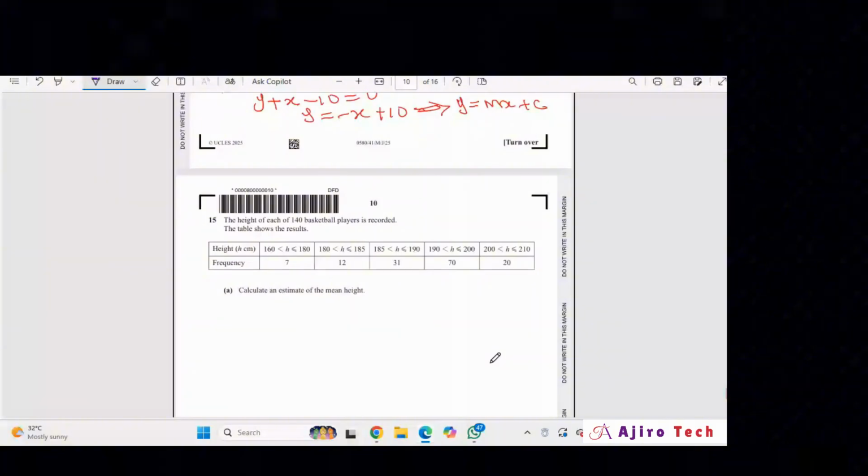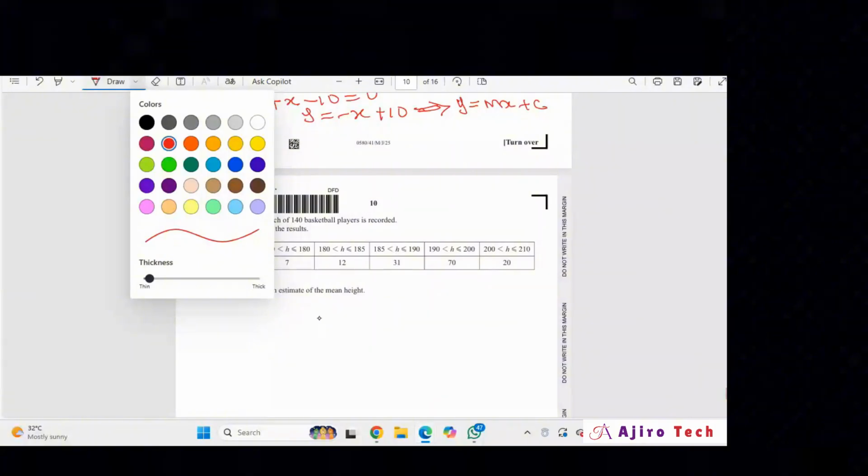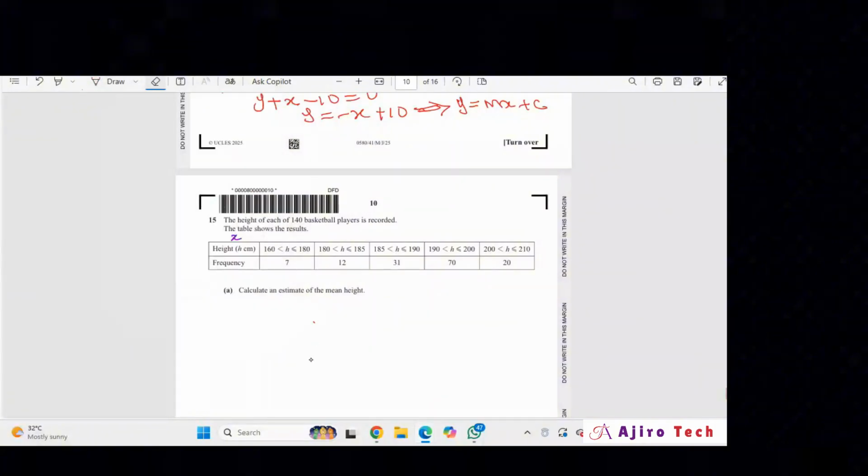Let's go to the next question. For the next question here, which is question 15, I want us to look at this. For this, height. Now, in the case of height here, we have frequency, right? Now, I need the value of my S first. So I need this value of S first. How do I get my value of S? It's simple.